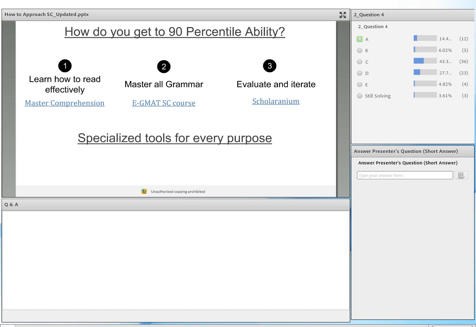You build your foundation in sentence correction by going through the Master Comprehension course. You learn the nitty-gritty details of sentence correction questions, how to apply the process, and what the grammatical rules are, after going through the e-GMAT SC course. Then you cement those methods by taking custom quizzes, a specific kind of custom quizzes which we guide you towards. You then cement your methods by doing strategic review of solutions of the questions that you attempt in Scholaranium. Strategic review focuses on why you made the mistake. If you understood the meaning, why did you still make the mistake? If you didn't understand the meaning, why did you not understand it? We go into all those kinds of details.